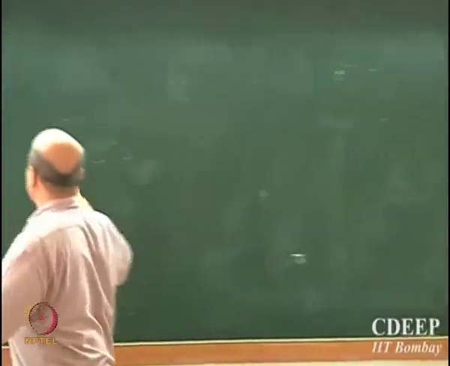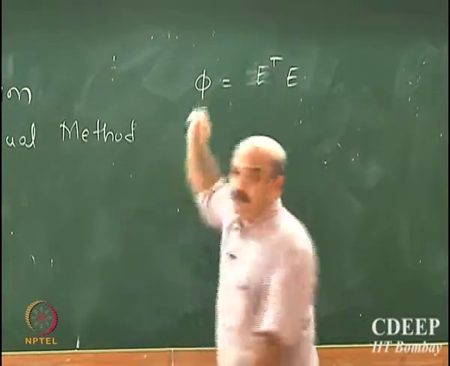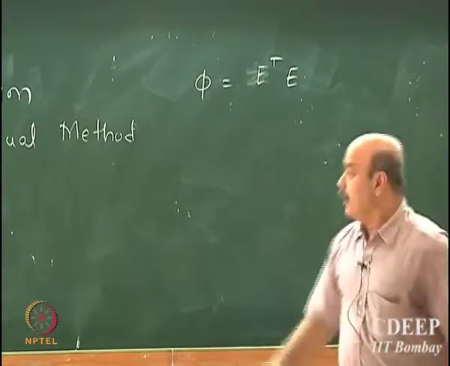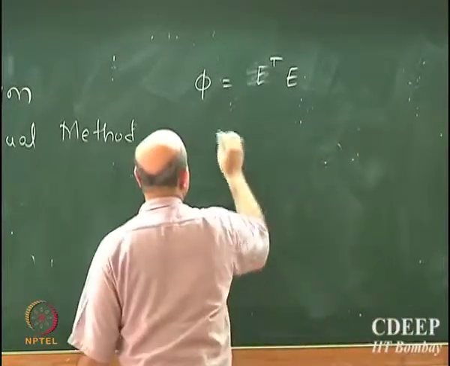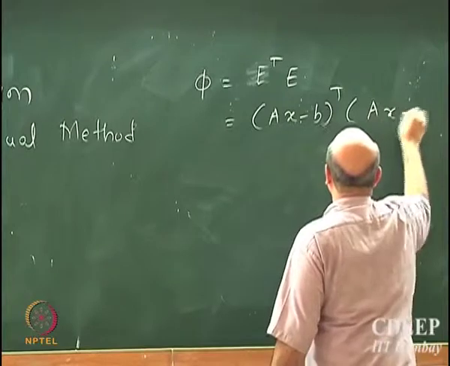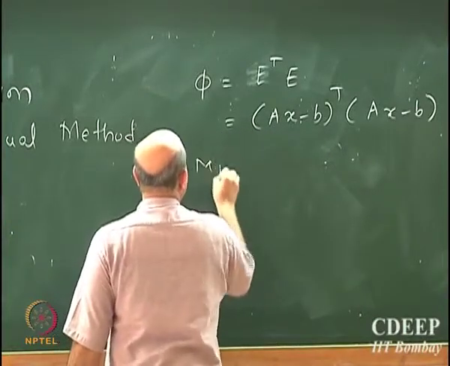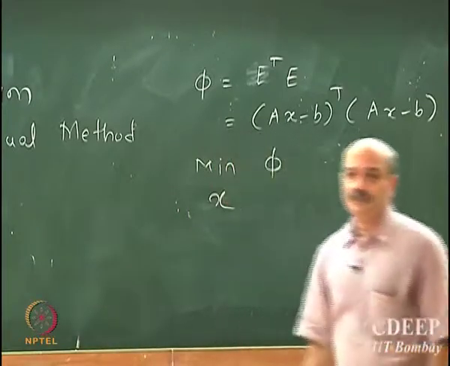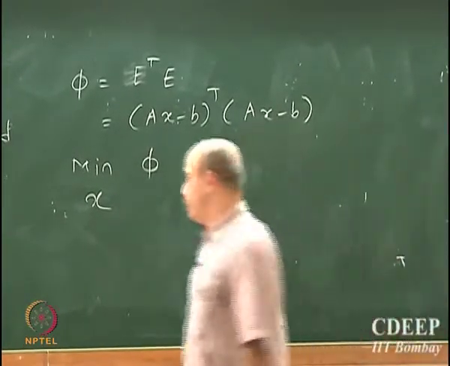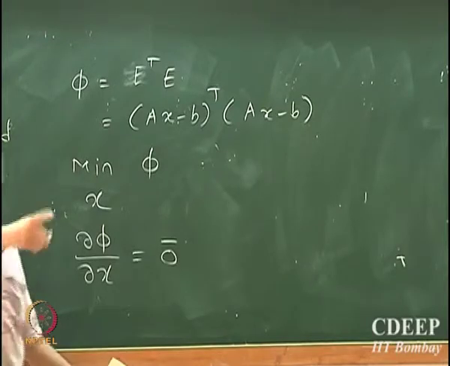Now let me formulate an objective function phi, which is E transpose E. And what is it? E transpose E is (Ax minus b) transpose (Ax minus b). And now I say, minimize phi with respect to x. How do you get the minimum? First derivative equal to 0, right? So dou phi by dou x is equal to 0. Can you solve this? What will you get?